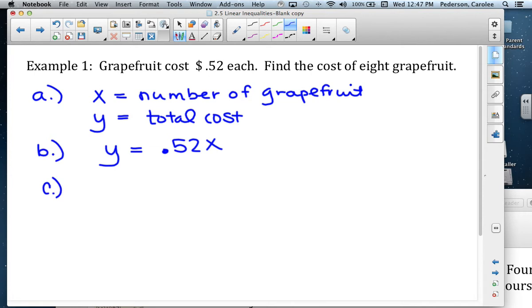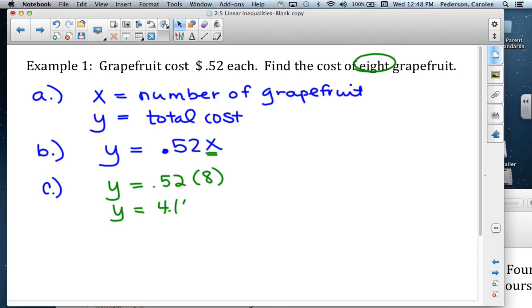Part C, we want to sub in. So in this case, we need to identify how many grapefruit we're going to sell, or buy, excuse me. So we're going to substitute in for X. So we say Y equals 0.52, and then we substitute in for X with 8. And now we're going to simplify that equation. So we enter that into our calculator, and we say 0.52 times 8. Y equals 4.16. Where I see students make mistakes is they don't write down what that 4.16 represents.